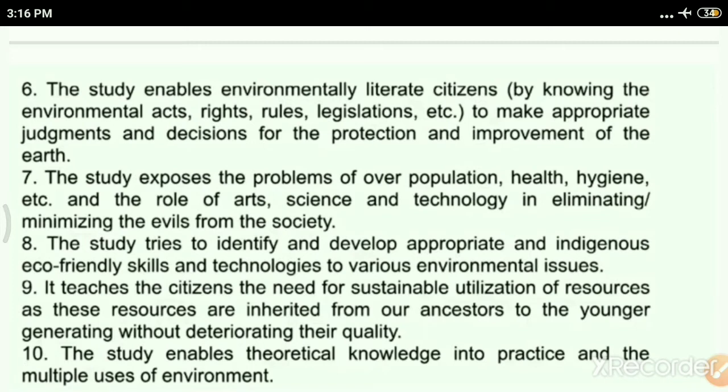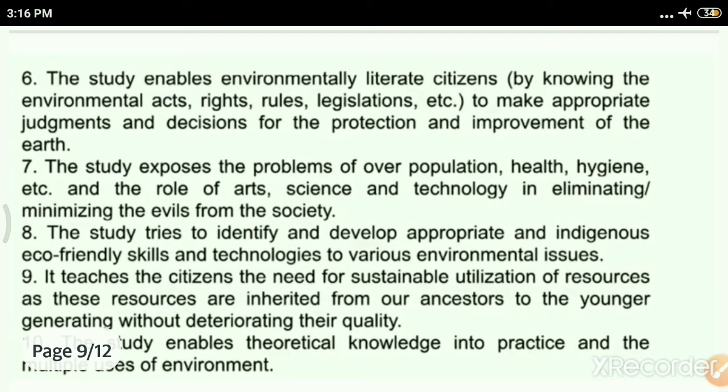So this study enables environmentally literate citizens by knowing the environmental acts, rights, rules, legislations to make appropriate judgments and decisions for the protection and improvement of the earth. This study also exposes the problems of overpopulation. What are the problems of overpopulation? We already know that land availability is going to reduce day by day. The quality of health is also reducing. Hygiene, what is the importance of hygiene? So all these things come under this environmental science.